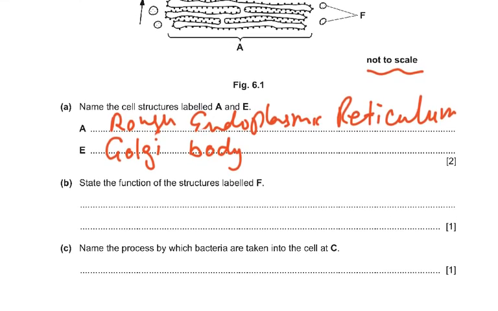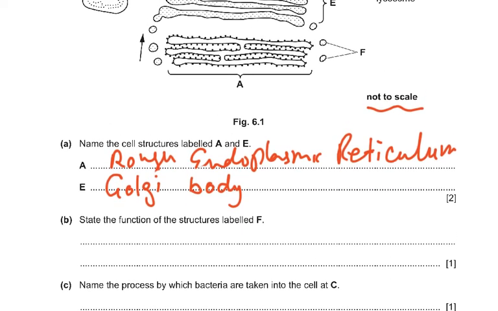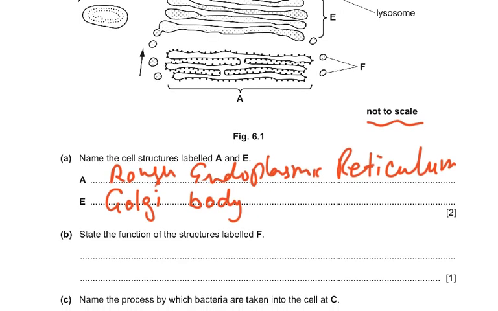Then it says state the function of the structures labeled F. So something is budding off and then it's going to the Golgi. So F transports from the ribosomes to the Golgi. So transport from the ribosome to the Golgi.